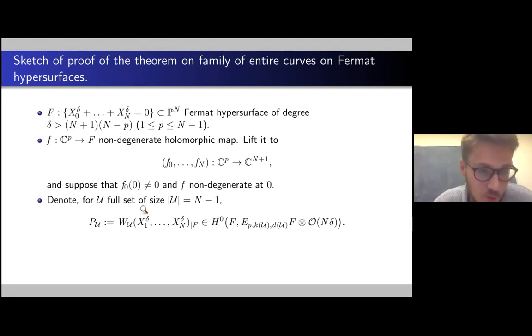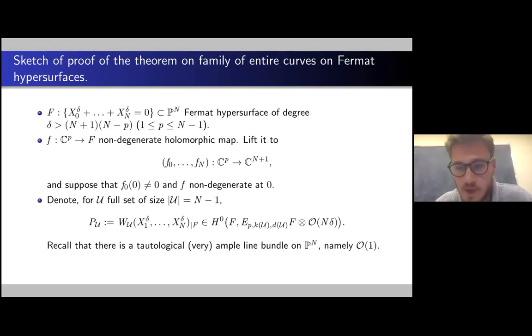Then we will denote, for U a full set, here of size big N minus 1, so the same N as here, we consider the following operator. Here I should recall that on P^n there is the tautological line bundle O(1). So the global sections of O(1) are simply the homogeneous polynomials of degree 1. And here we have homogeneous polynomials of degree delta. So it gives a global section of O(delta). So this is why here we have this positive twist.